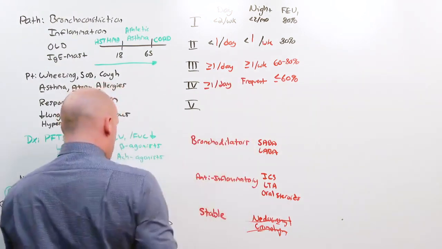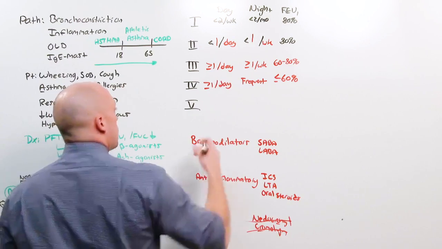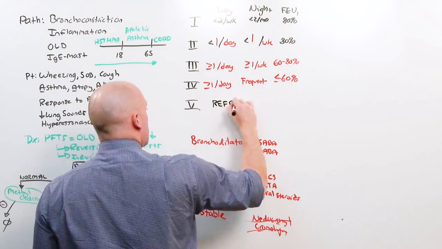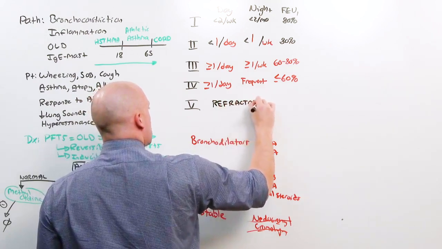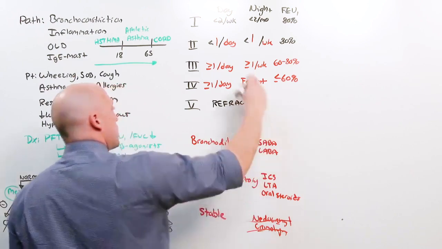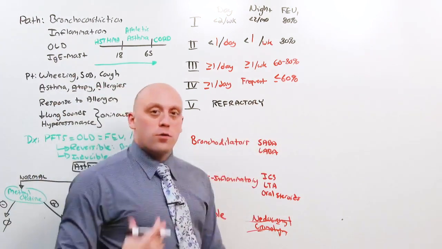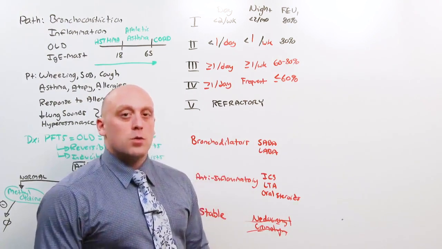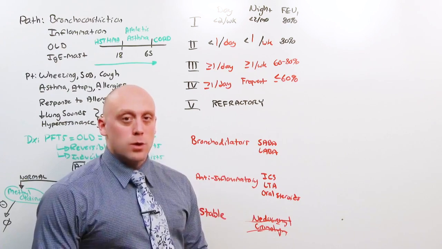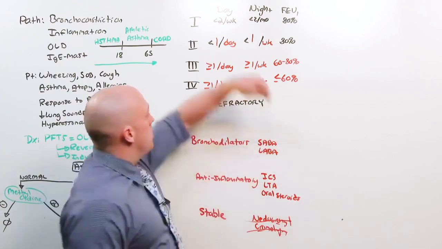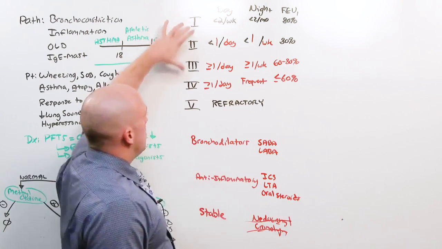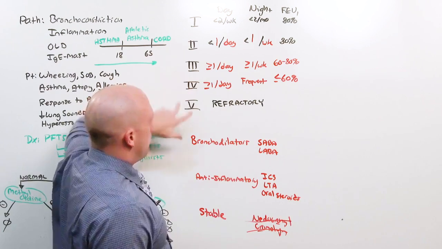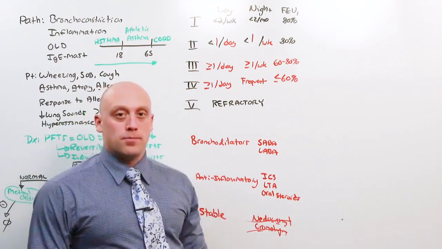Now 5 I actually made up. 5 exists, and it's called refractory. That is, even though you've treated someone with all the right stuff, they're still having symptoms, their FEV1 is still low. Refractory asthma requires oral steroids. And the way this is supposed to go, in terms of the nomenclature, is intermittent, then persistent, mild, moderate, severe, and refractory is when everything else doesn't work.